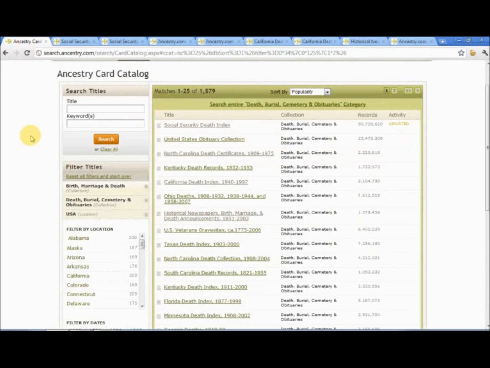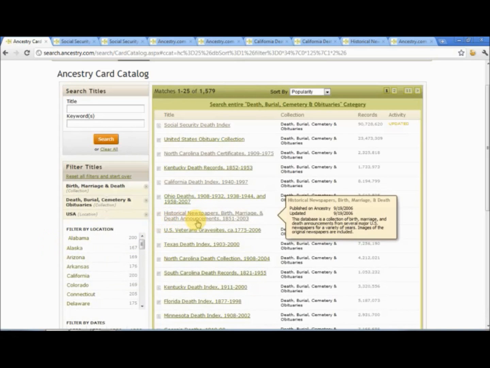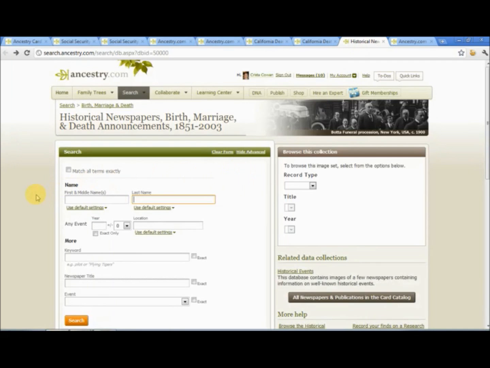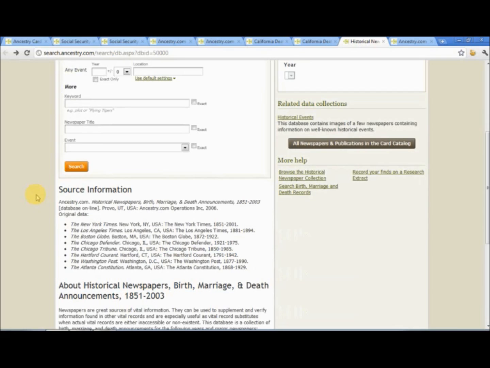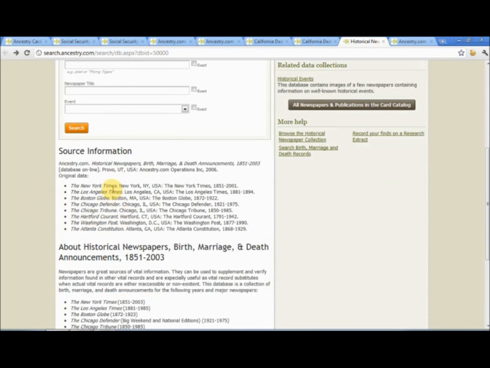Again, if you go back into that card catalog, you can filter down by state to see if we have indexes or certificates for records that you're interested in. Now, the final database that I just want to share with you today is what we call our historical newspapers announcements. It covers 1851 through 2003. And you'll notice again, if you scroll down past that search box, you have a whole list of which newspapers are contained in this database and the years that they cover.